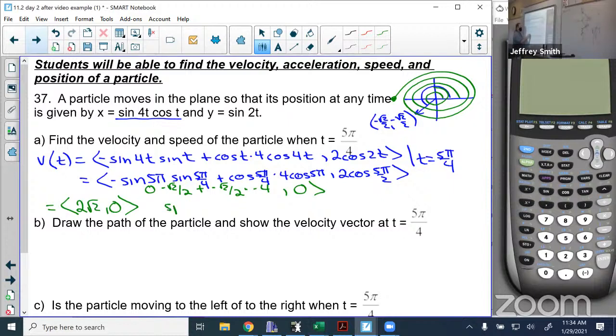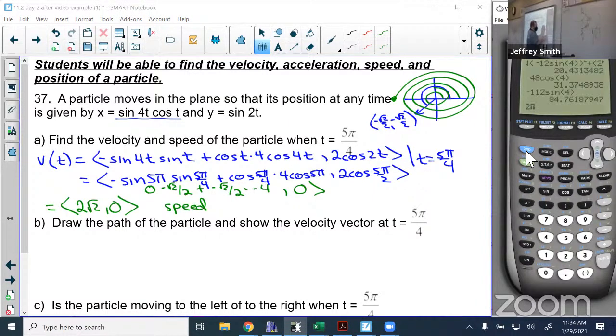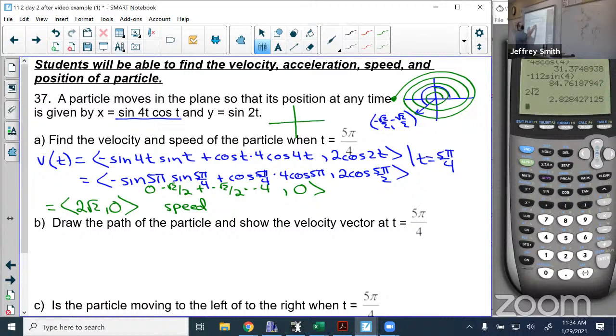Speed. Well, let's put it this way. 2 square root of 2 is about 2.8, right? A little less than 3. So this velocity vector, they're not asking you to graph it, but it's 1, 2, almost 3. And there it is in standard position right there.